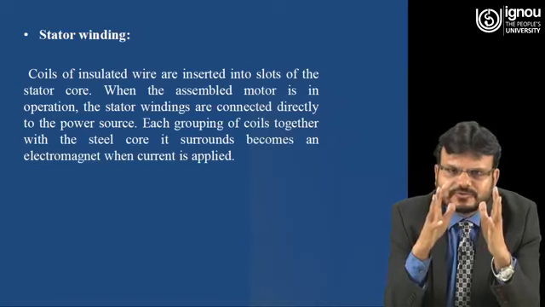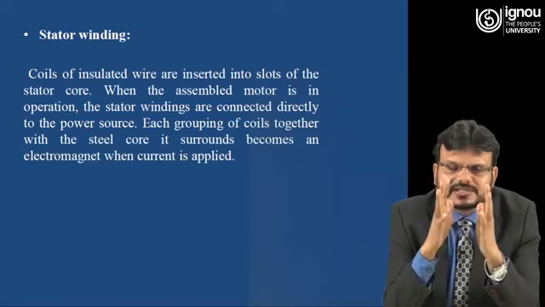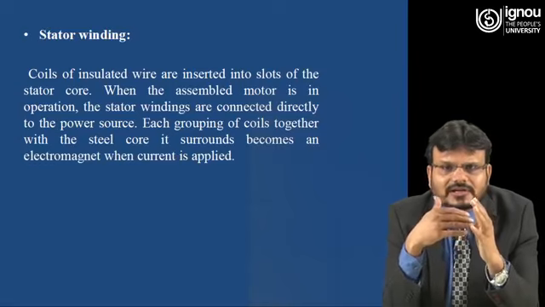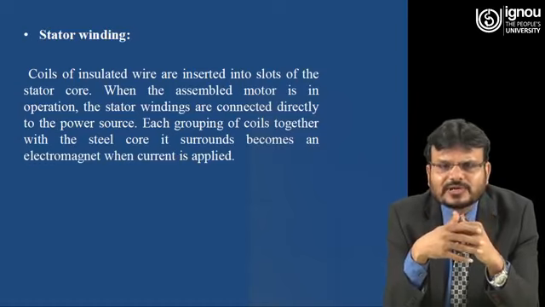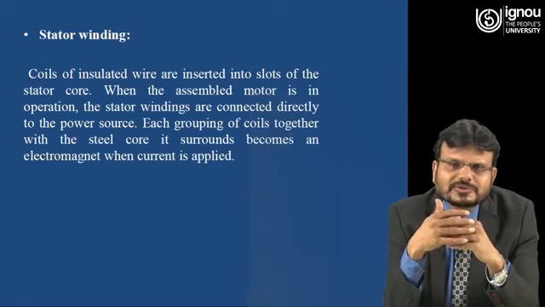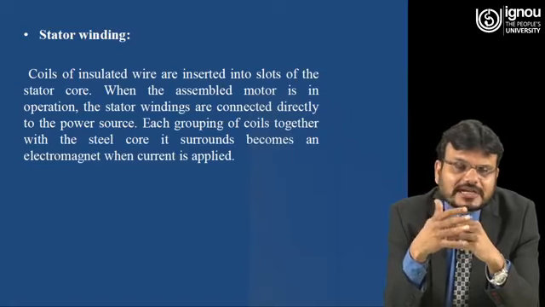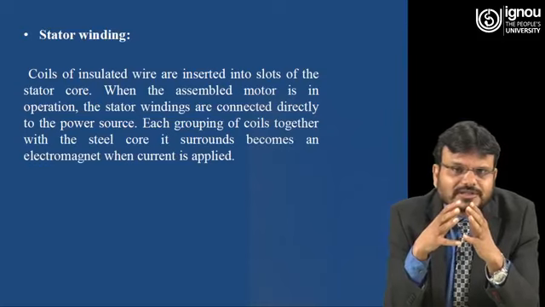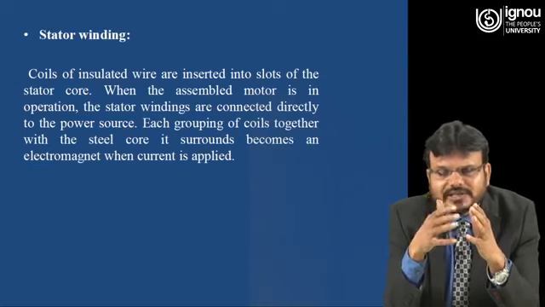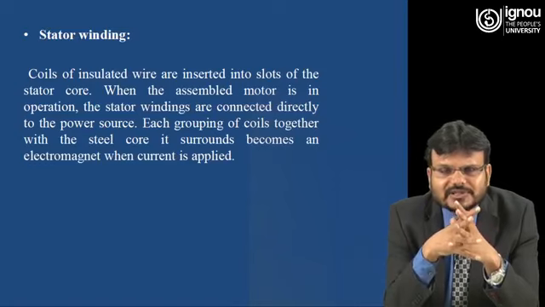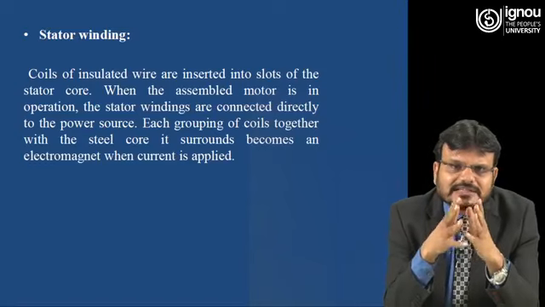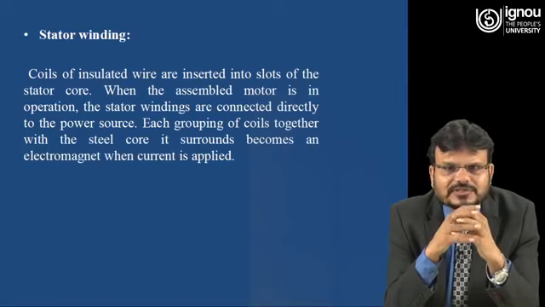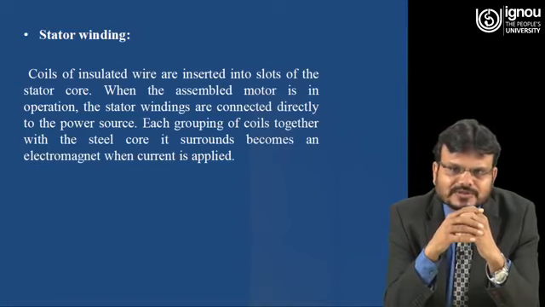So what is the function of this stator winding? The stator winding is used as a field winding where you will be able to generate the rotating magnetic field. As I already told you, this rotating magnetic field moves at the synchronous speed, and that synchronous speed is ns equal to 120 f by p. As I already told you, f is the frequency and p is the number of poles.